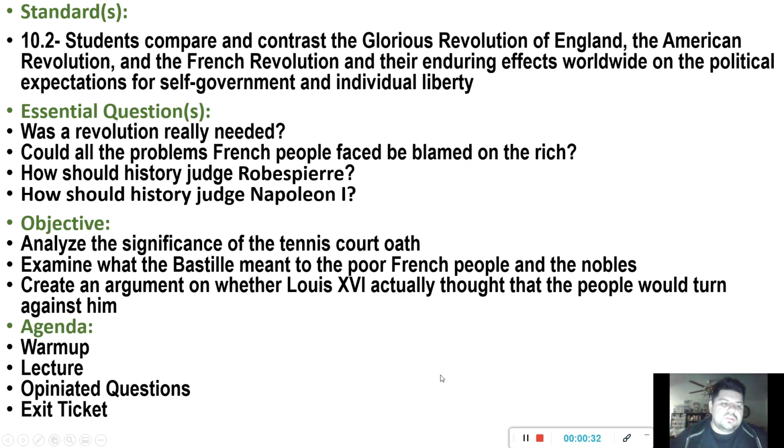The objective today: we're going to analyze the significance of the Tennis Court Oath, and we're going to examine what the Bastille meant to the poor French people and the nobles, because each one of them viewed it in a different way. And then the last one is to create an argument on whether Louis XVI actually thought that the people would turn against him. Okay, so next is the warm-up.